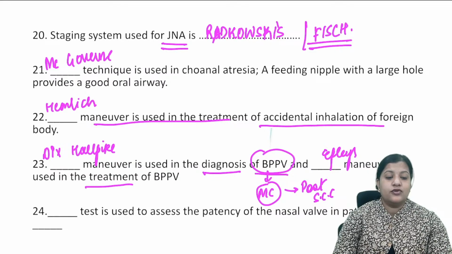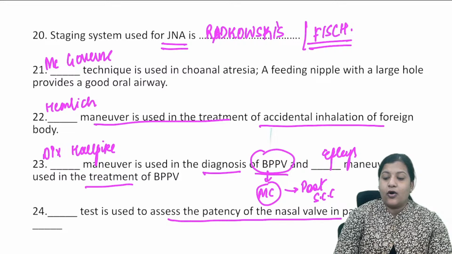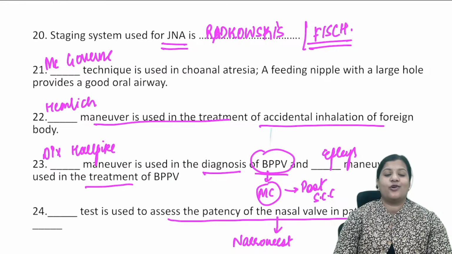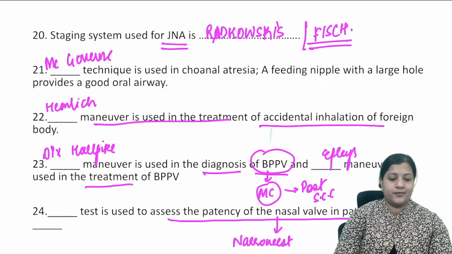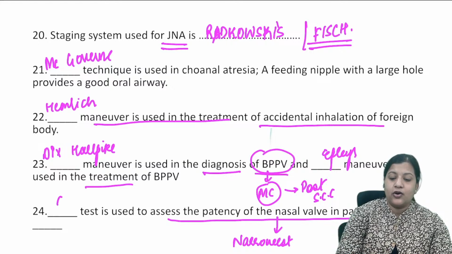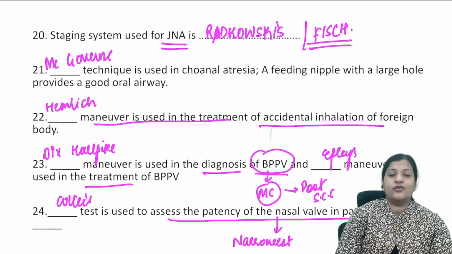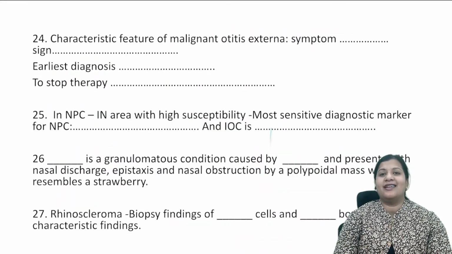What test is used for assessing the patency of the internal nasal valve? The internal nasal valve is the narrowest portion of the nose. So which test will you do to assess its patency? Yes, very good. It is the Cottle's test that is done to assess the patency of the internal nasal valve.